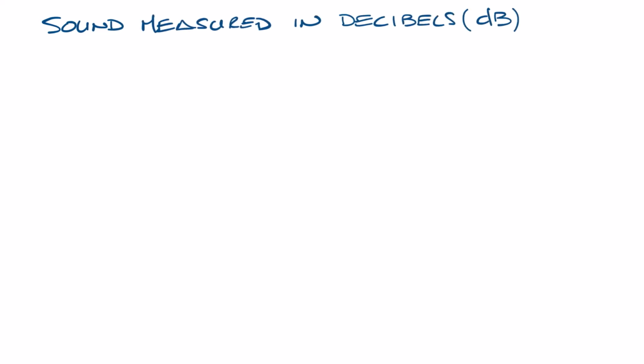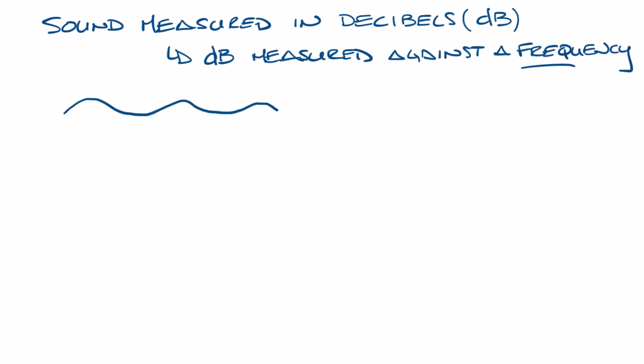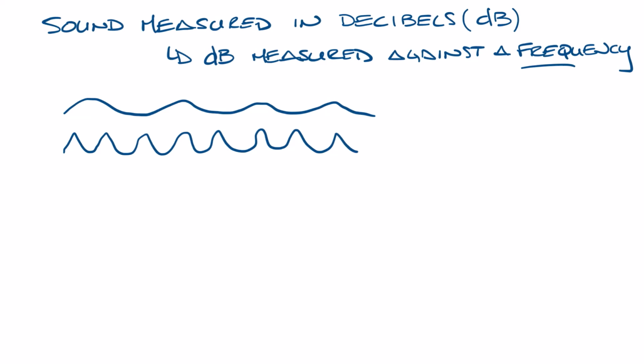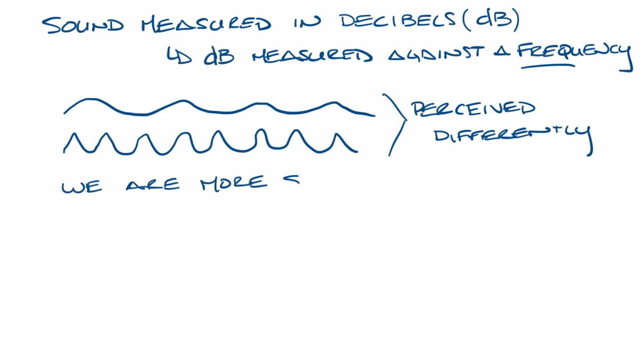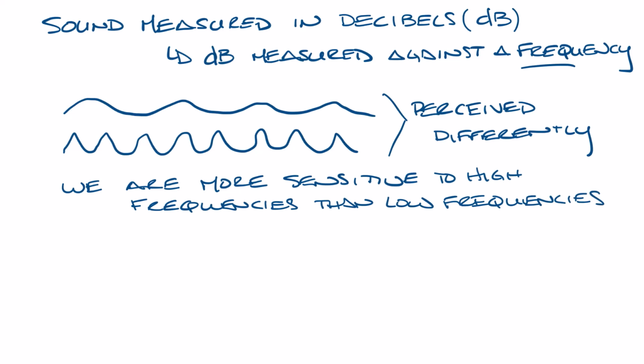I've done videos on sound basics and sound power before, and I'll link them below, but let's do a short refresher on sound. Sound is measured in decibels. The decibel is measured against a frequency. The frequency of a sound is basically how many times it oscillates per second. Our ears perceive sound differently in different frequencies. For instance, we're more sensitive to high-frequency sounds than low-frequency sounds.